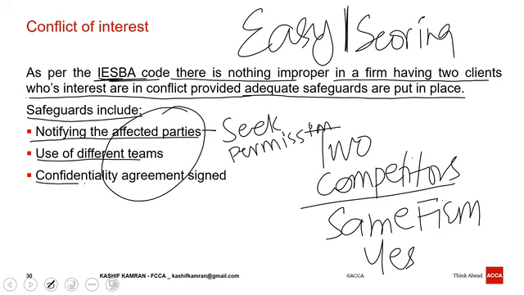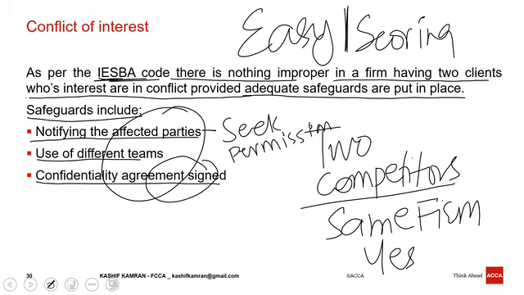And confidentiality agreement signed. The risk with conflict of interest is that the information of one competitor can go to another. So how would you mitigate the risk of confidentiality? You need to sign a confidentiality agreement. You need to use different teams because using different teams would really help the risk of the information going from one client to another client.